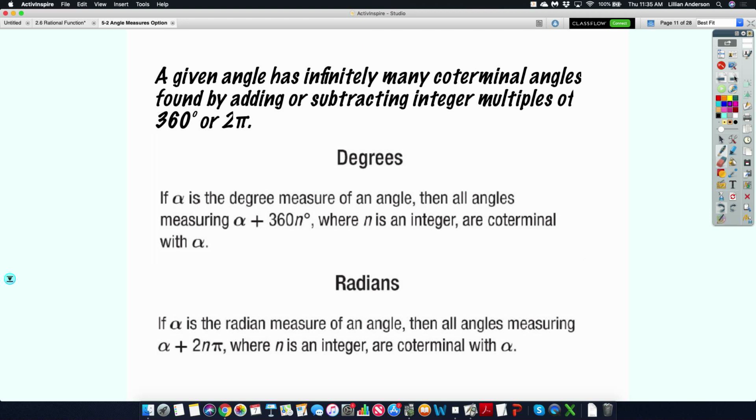If your angle given to you is in degrees, you want to add multiples of 360, but if it's given to you as radians, you want to add multiples of 2 pi. So how's that written? That is alpha plus 360 n or alpha plus 2 n pi. That alpha, which is a Greek letter that looks like an A, just represents the original angle given to you. That is how you find as many coterminal angles as you want.